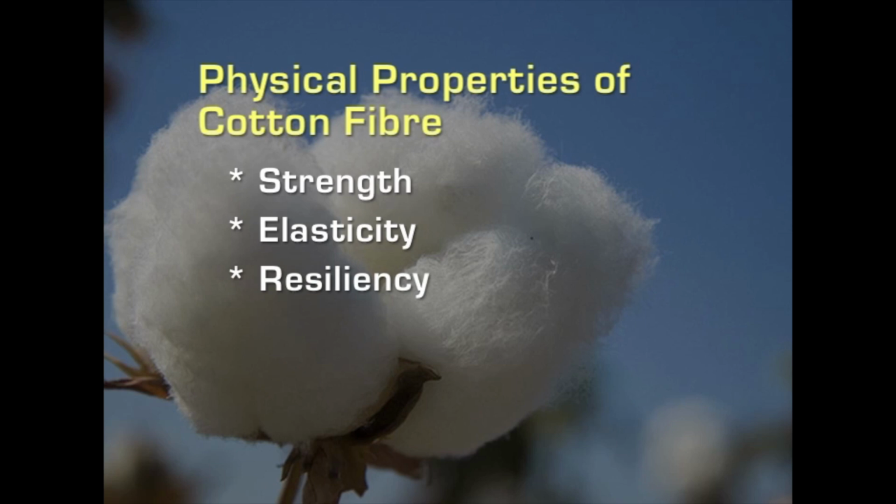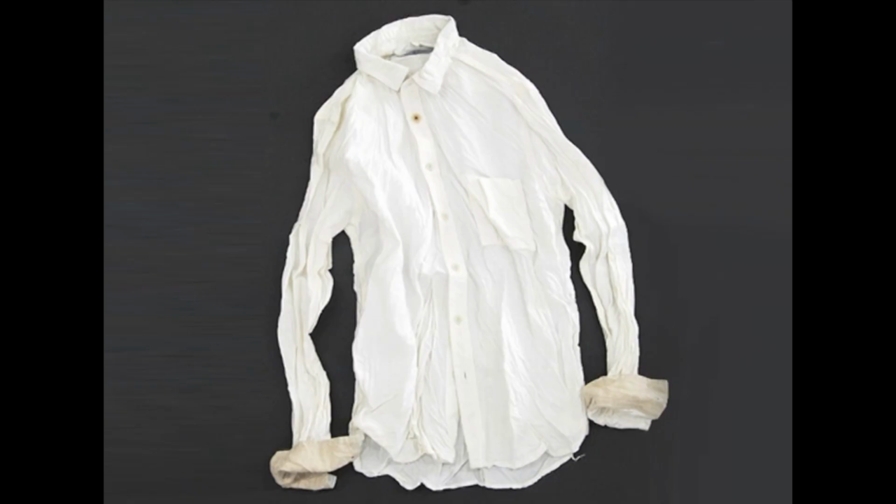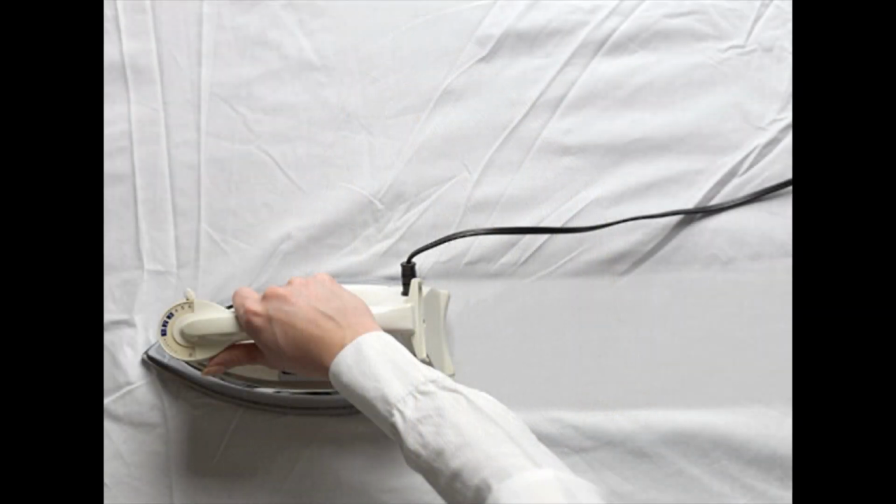Its resiliency is not very good, and so wrinkles appear on this material, and when wrinkles appear, you have to wash it, or you have to sprinkle water and then iron it, and only then is it going to come back to its position, and then it will give a neat edge to the materials.